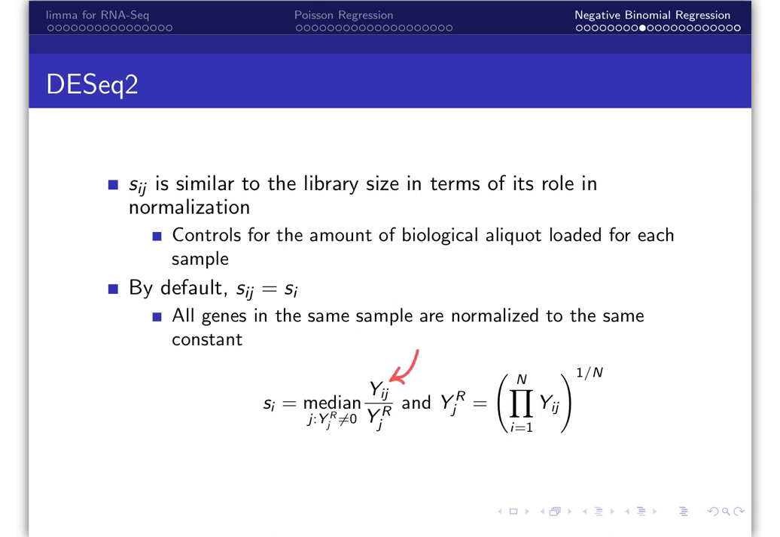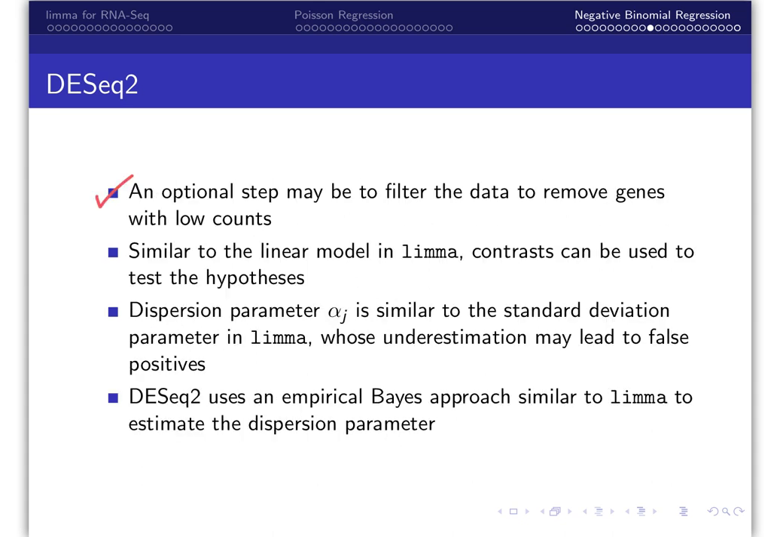Then for sample i, we take the ratio of the jth gene count to its reference. Once these ratios have been formed for all genes in the sample, we take the median for all genes having a non-zero estimate for the reference geometric mean. The median is robust, so it is not affected by outliers, but is somewhat comparable to the library size. Alternatively, gene-specific normalization factors can be used to account for technical biases, such as GC content or gene length. We may optionally remove genes that have very low or no counts across all samples.